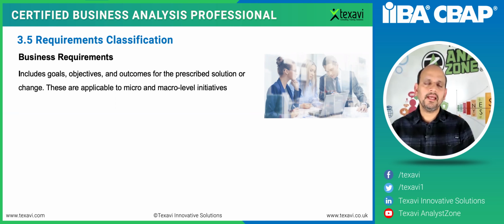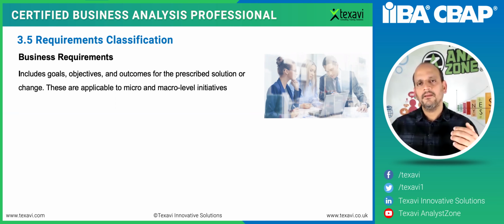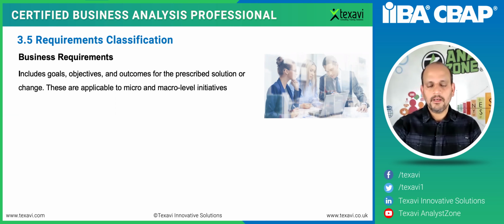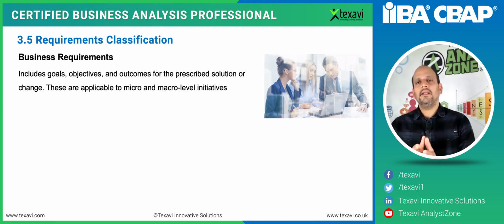So you're not looking at a specific solution attribute, but you're looking at the overall context of how that would benefit the business. Is it going to increase revenue? Is it going to decrease the cost of the operation? Is it going to save us some expense? All of these can be defined as the business requirement. And bear in mind that they're applicable at both micro level as well as macro level initiatives. It doesn't mean that it is only applicable at the big enterprise level initiative.